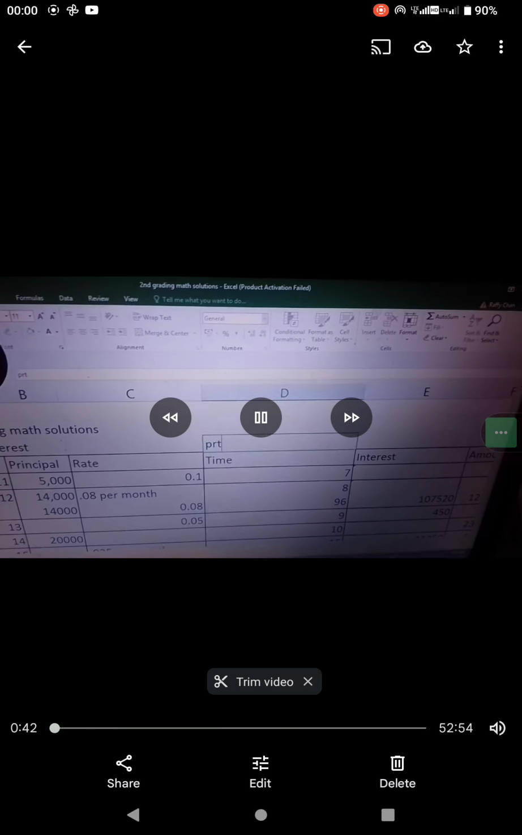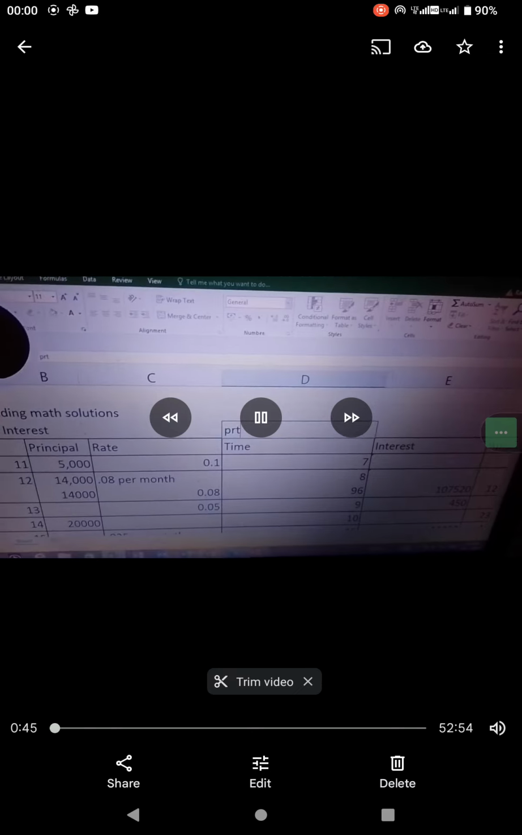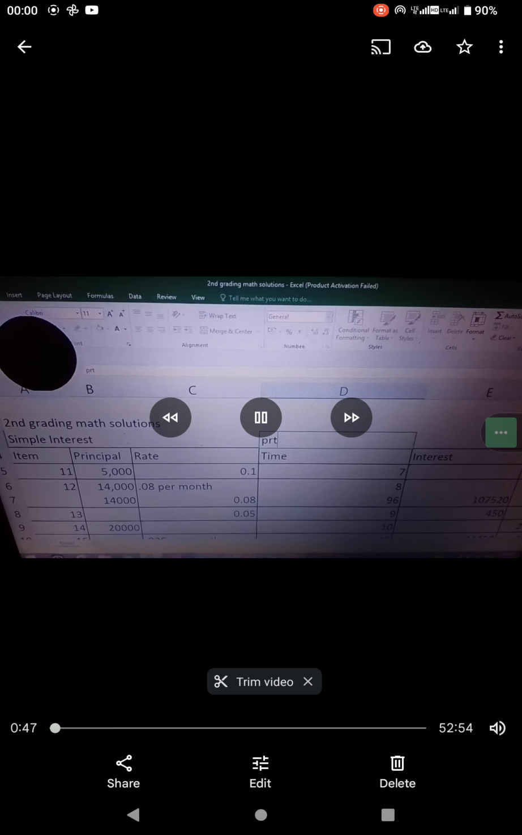Now, let's continue with the senior high curriculum. The next thing that we're going to do is simple interest. Remember, I told you that simple interest involves the principal, the rate, and the time, and then you will get the interest.